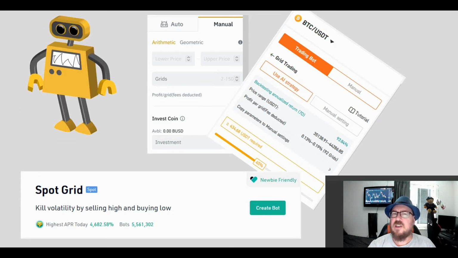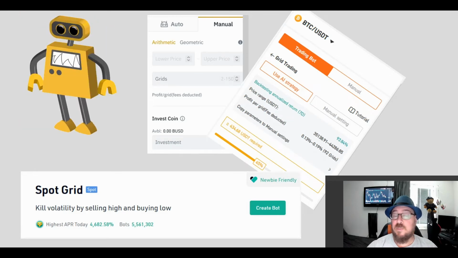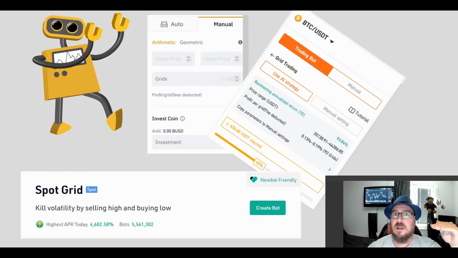This is effectively DCAing, but it's DCAing with less risk. It is less risk because as the coin goes up in value, you're not buying, you're selling. And so you're making a profit. If the coin goes down in value, you're buying the coin. What you were trying to do anyway, you were going to DCA it.